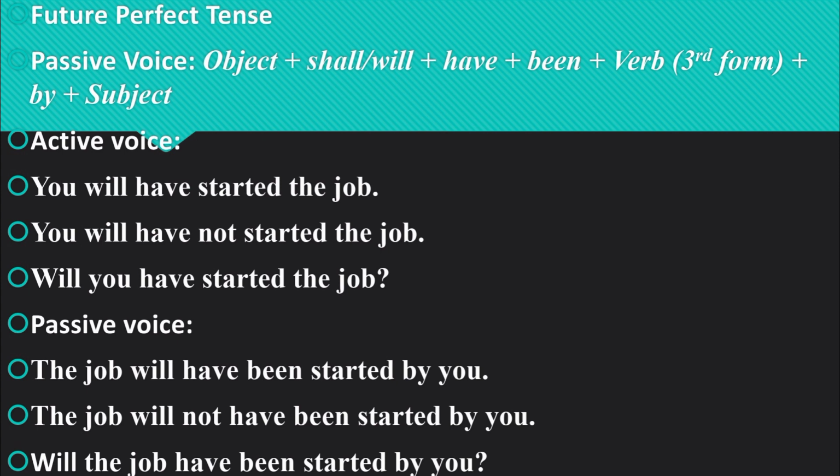Let's see future perfect tense now. You will have started the job. The job will have been started by you. You will not have started the job. The job will not have been started by you. Will you have started the job? Will the job have been started by you?